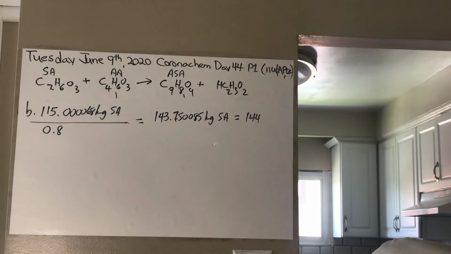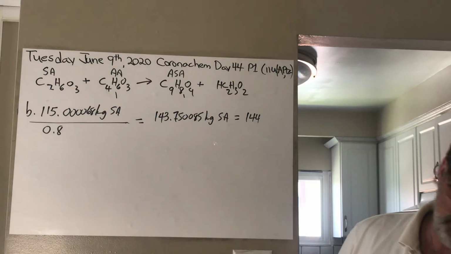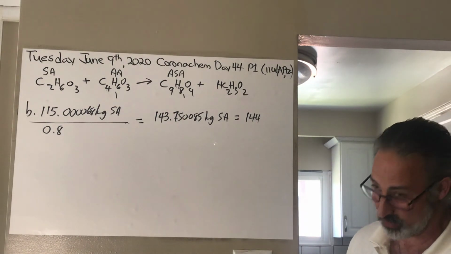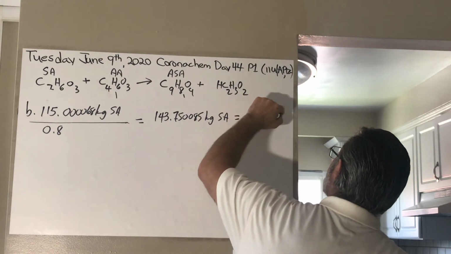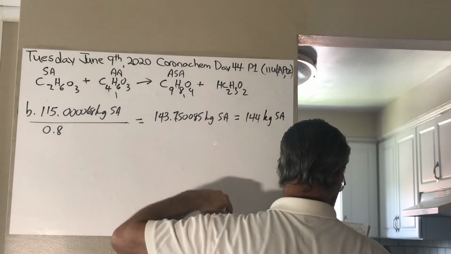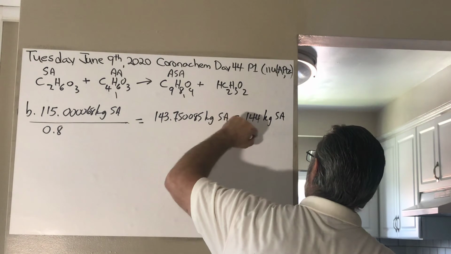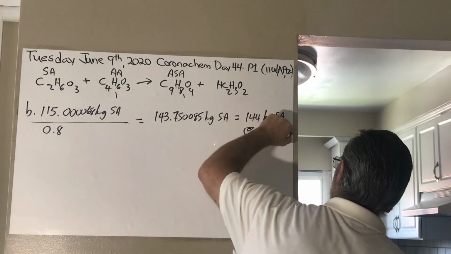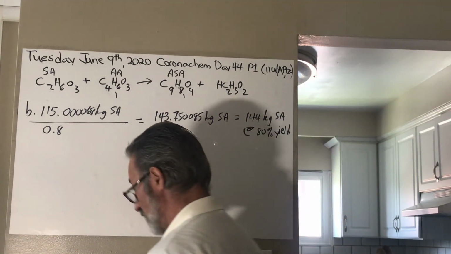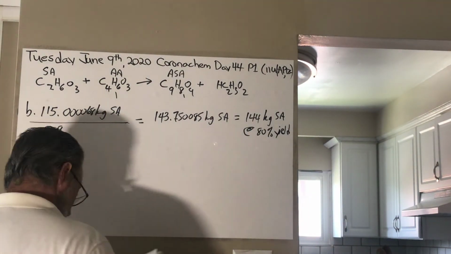times 10 to the 2, but everything else is 3 sig figs, so I just kind of ignored that 1.5 part. I know, okay? So 144 kilograms of salicylic acid is necessary at 80% yield for the reaction. So if your reaction only gives you 80% yield, that's how much you have to use to get the result you wanted.